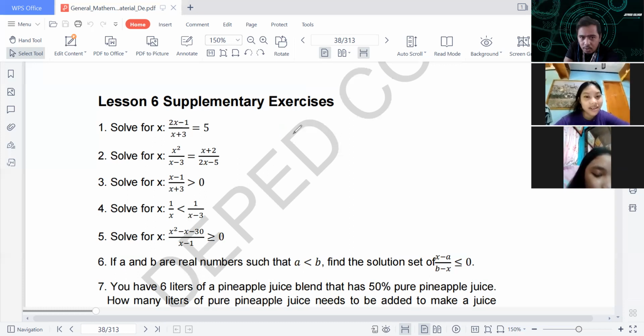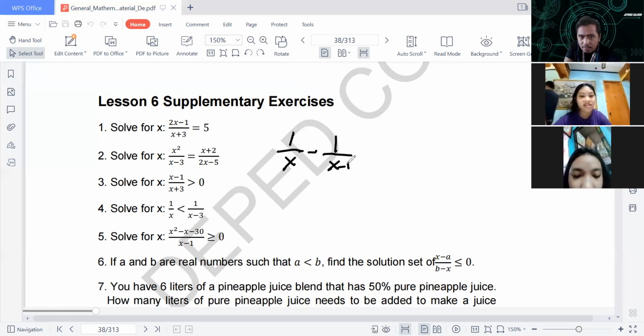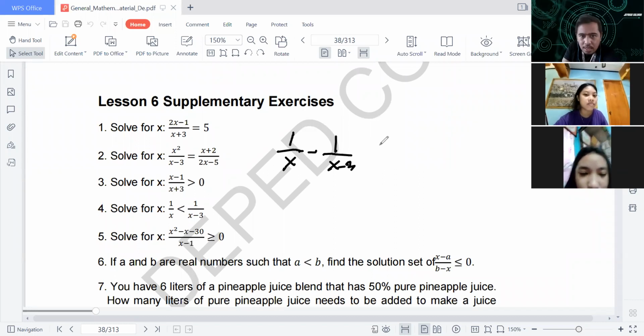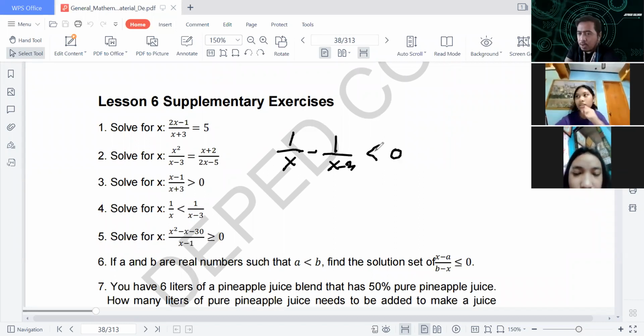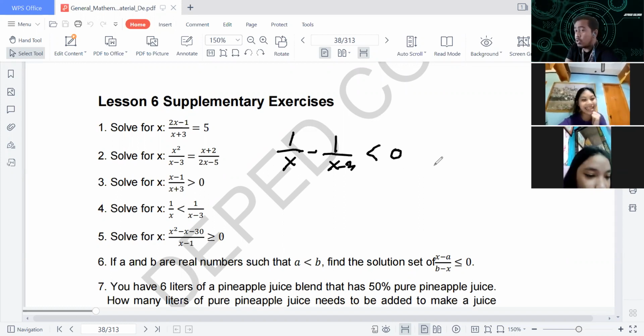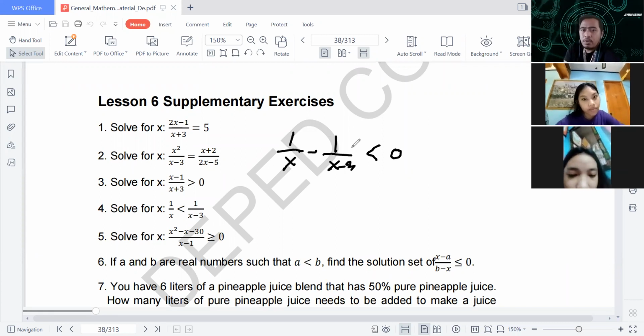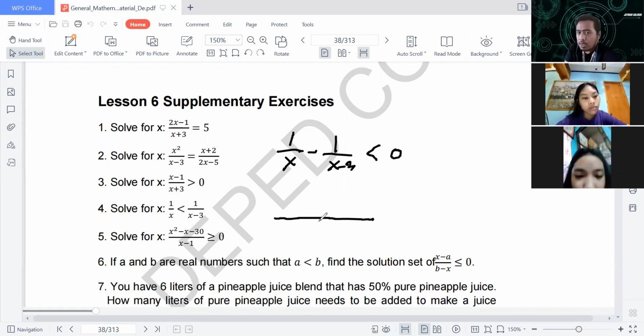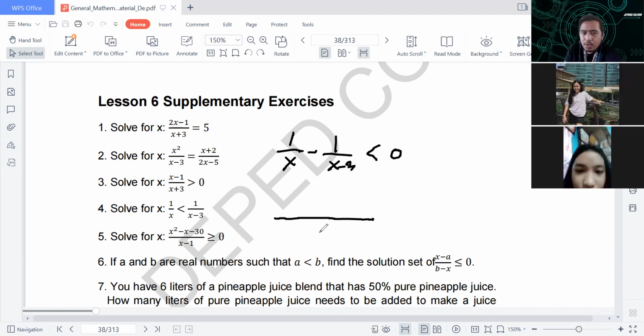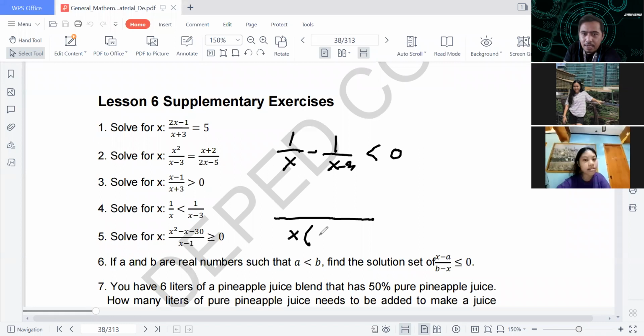So now it will be 1 over x minus 1 over x minus 3, right? It is now still less than 0. It does not affect the inequality because you are just simply adding or subtracting a number. So the next step is to rewrite this in a single fraction, and the only way to do that is to get your LCD. What is the LCD, class? Anyone? Tell me what is the LCD. x times x minus 3. Very good. So it's x times x minus 3.